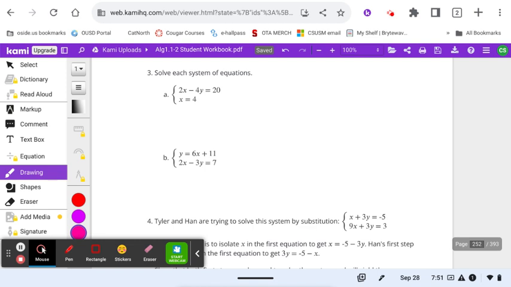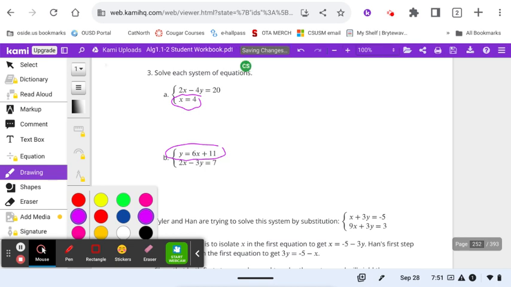Next is just some practice solving systems with substitution. Notice that the X is already isolated and that the Y is already isolated. Please pause this video, go practice this substitution method from middle school. Do you recall how to do this?